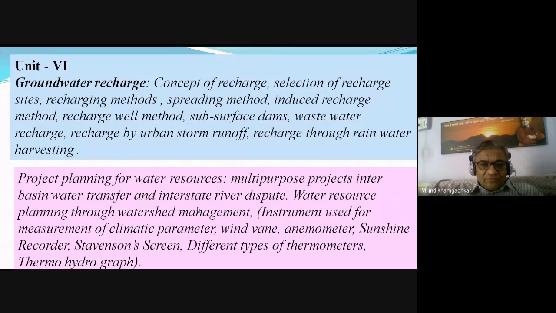Water resource planning through watershed management, and there are certain instruments we want that you should know. So this is the syllabus of this unit.